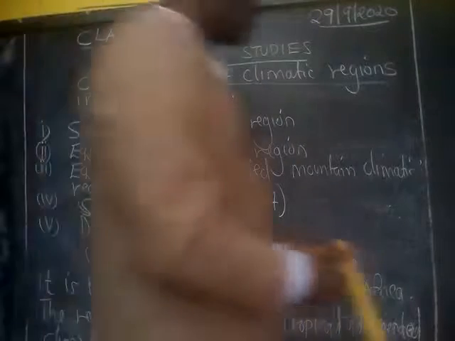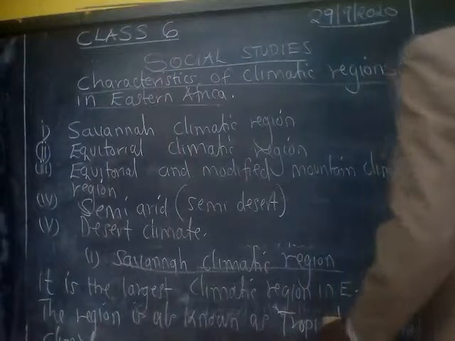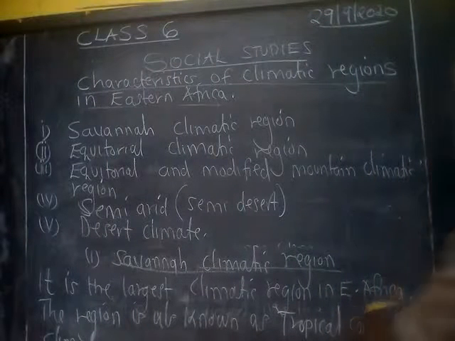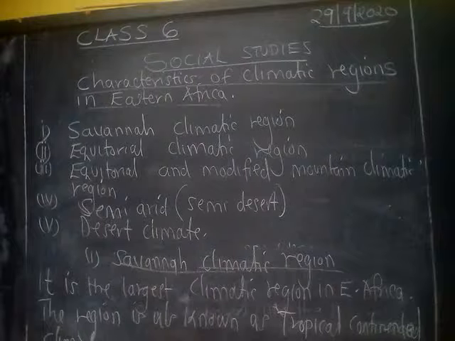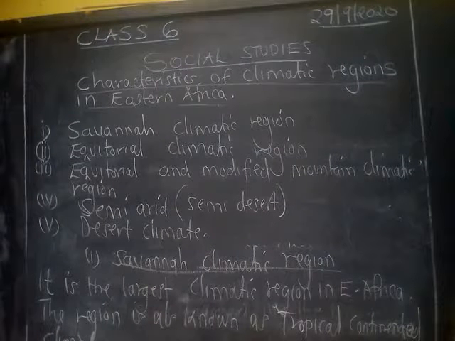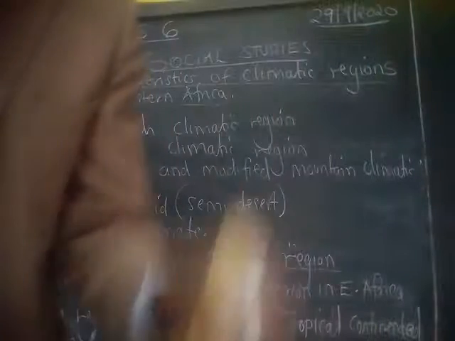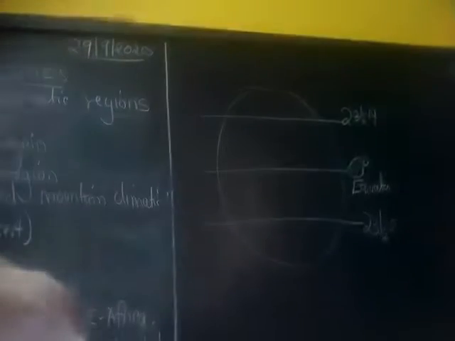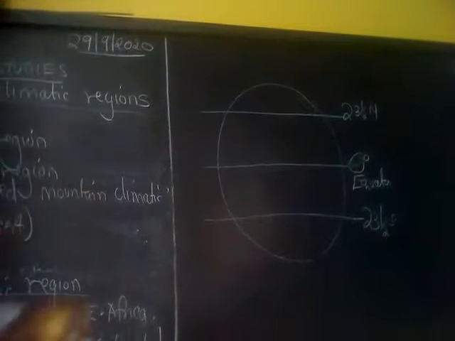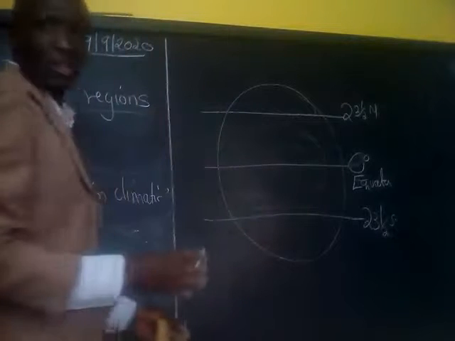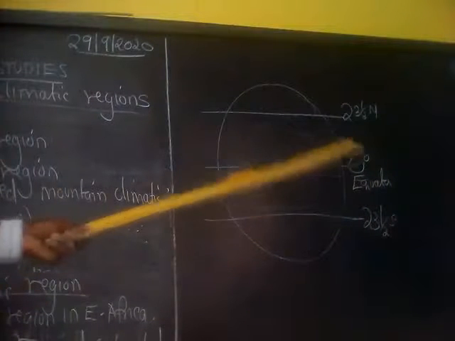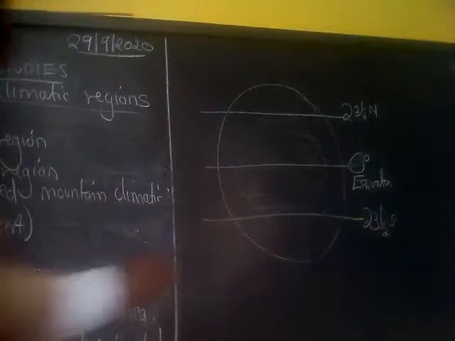When we're talking about our globe, we have the equator at 0 degrees, this is 23.5 degrees north, and this is 23.5 degrees south. This is what we mean: this region is within this part. The region is within the Savannah climatic region, within 23.5 degrees north and 23.5 degrees south. So it covers all these parts here.